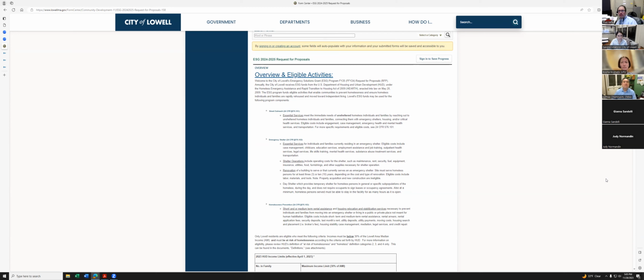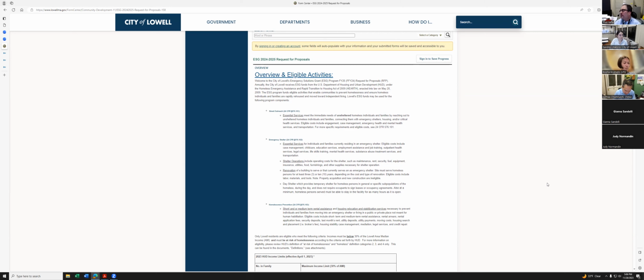So we just wanted to go over a couple of things for the application. Hopefully it's a little bit straightforward. At the beginning, we were talking about the different components that we can fund under the ESG program. One is street outreach, another is emergency shelter, and there is a category with homeless prevention. We do have another category with rapid rehousing. We'll talk a little bit about the differences later going forward.